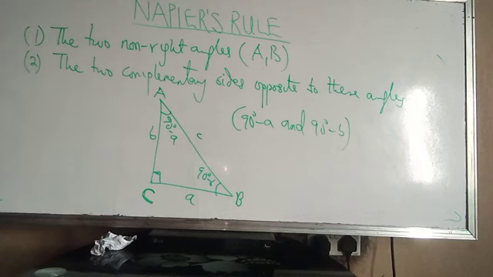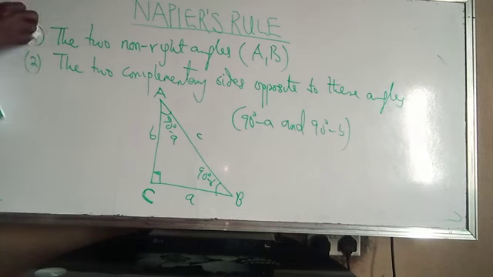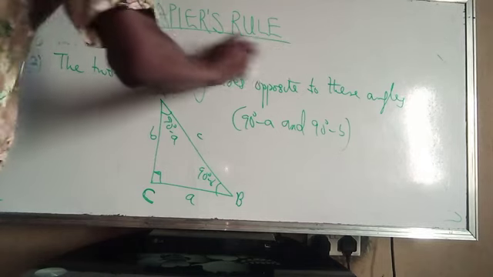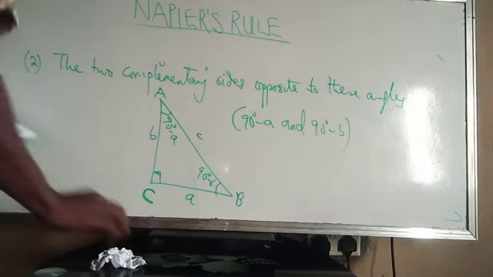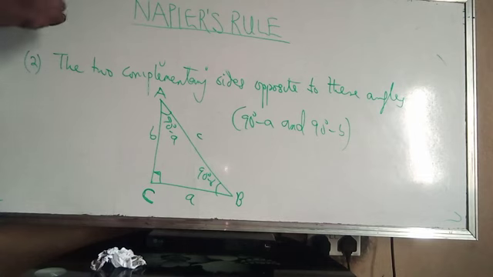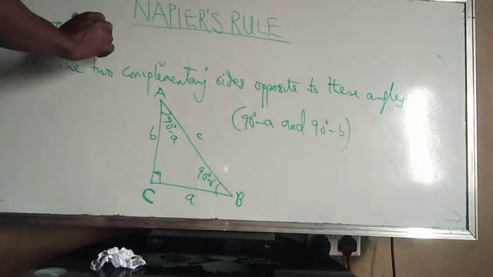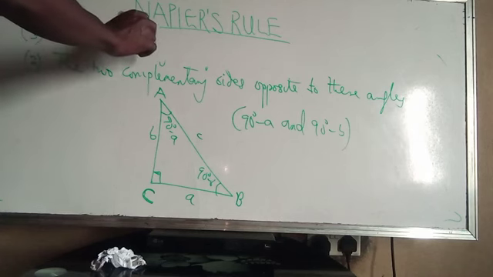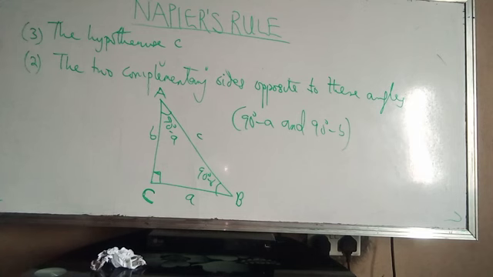Now the third one here is the hypotenuse. The hypotenuse C. That is the third. Okay?